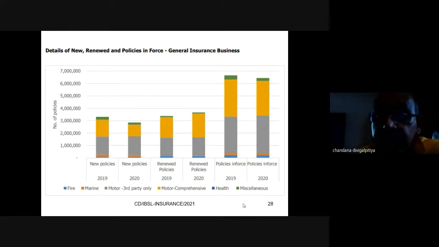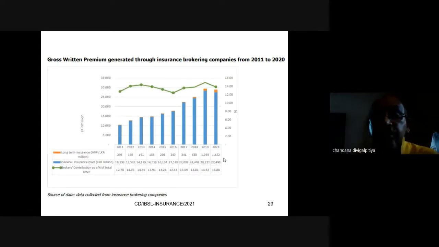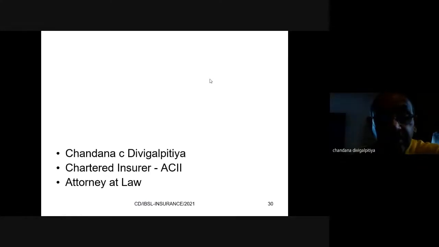If you see the general insurance, these are the new policies for 2019. The number of motor policies is the highest. Motor is growing. Then miscellaneous is about the same amount. And this is a chart: 2019 new policies, 2020 new policies, renewal policies. So it's policies in force. Then it goes into insurance brokering companies. It's coming down a bit, then going up, going up. I think that's all.